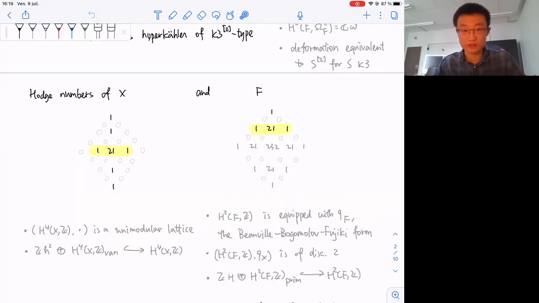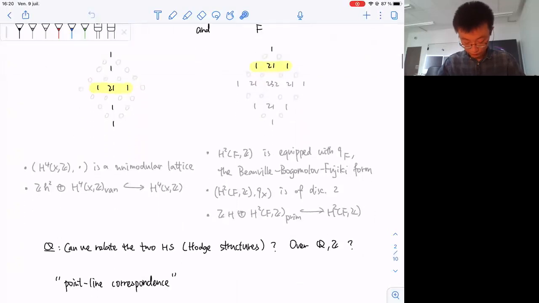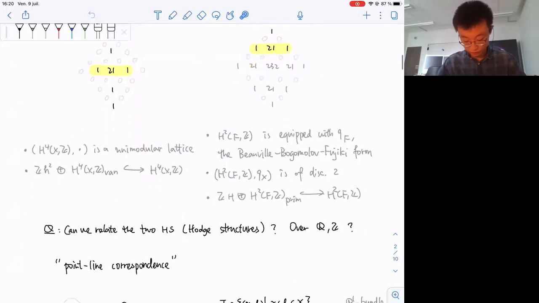Since F is defined inside the Grassmannian G(2,6), there's a Plücker embedding. So this is a polarization class. And its orthogonal complement is the primitive H^2. And so here we also have one piece that is of type 1, 20, and 1. So what we are going to do is compare the two parts here, the vanishing part of the cubic and the primitive part of the Fano variety of lines. So now we would like to compare these two Hodge structures.